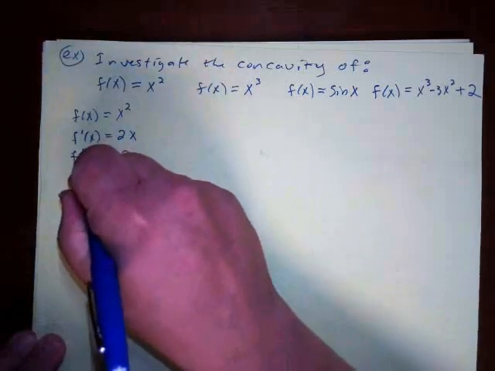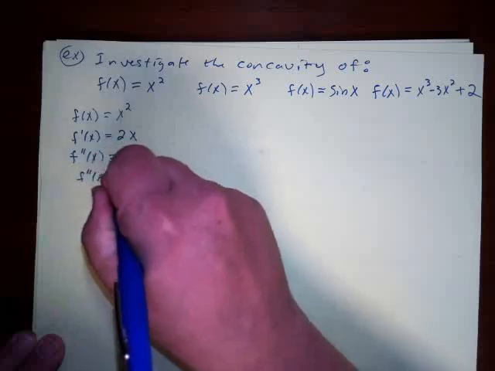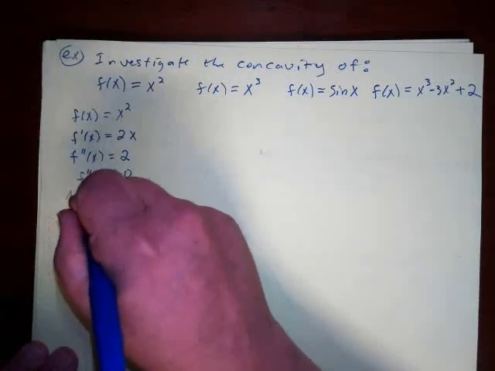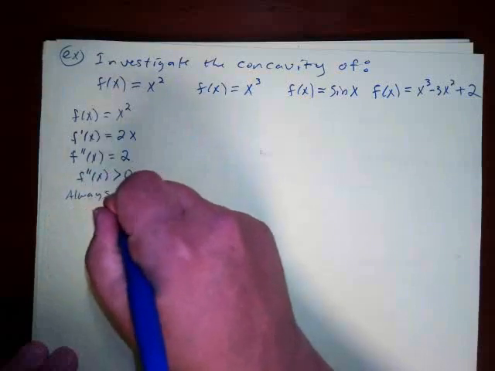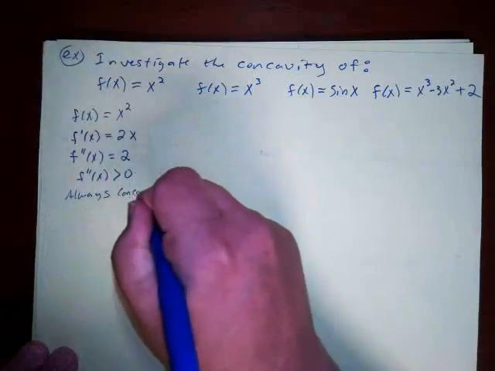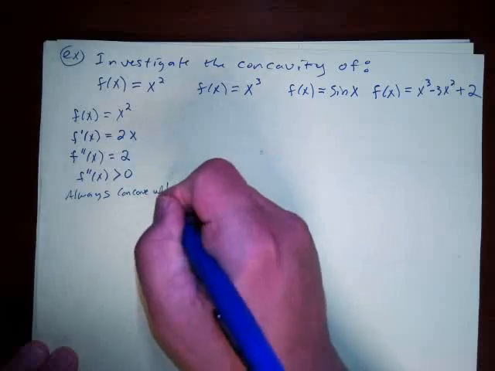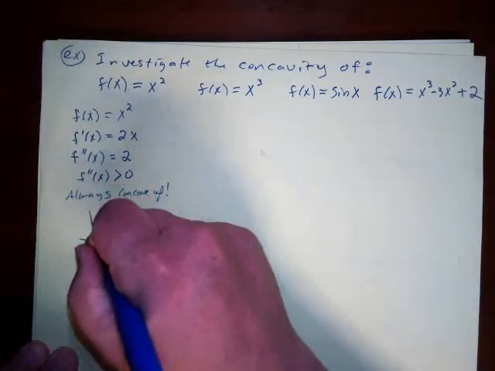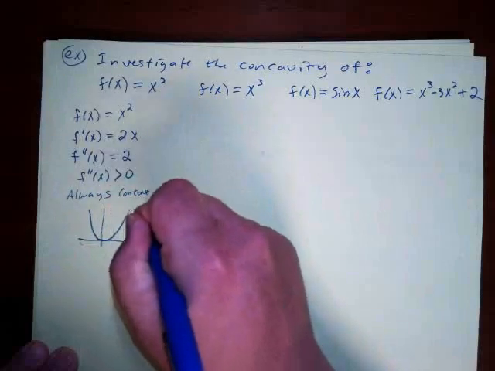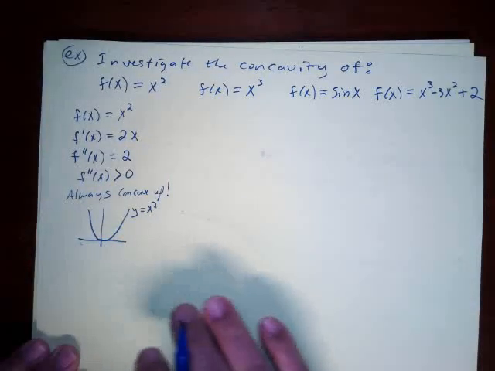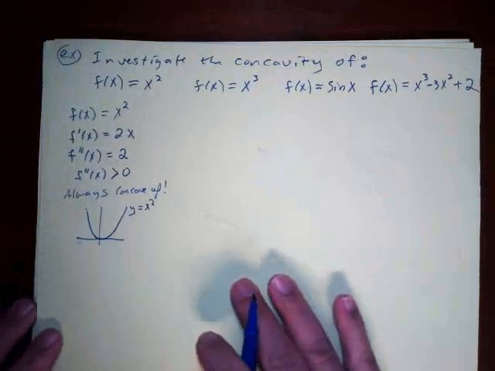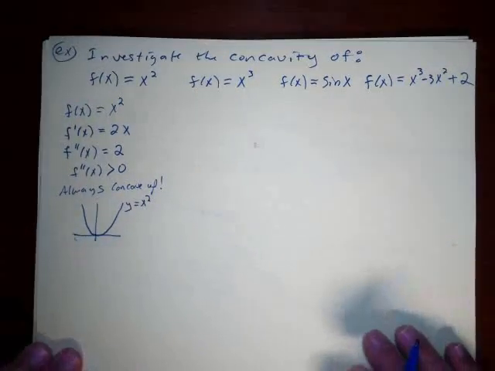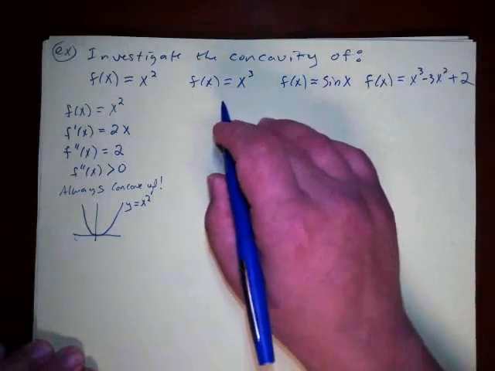Notice the second derivative here is a constant, and it's always positive. So what this means is that it's always concave up. Right? And this makes sense because we know the graph. This is a parabola, right? y equals x squared. And indeed, that is always concave up.